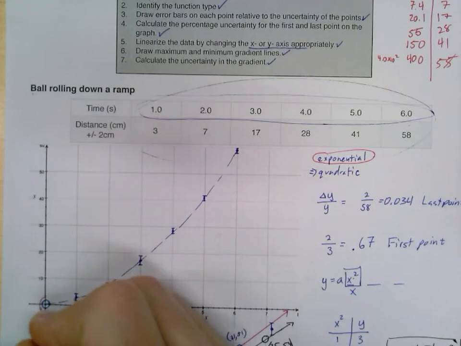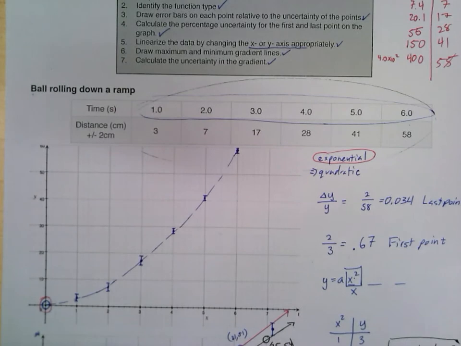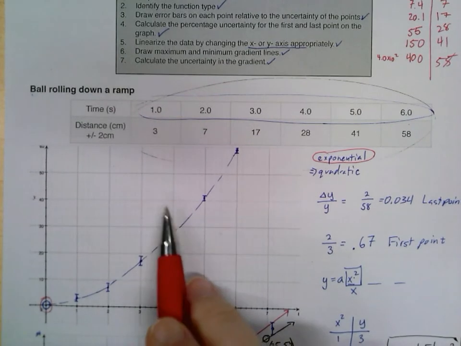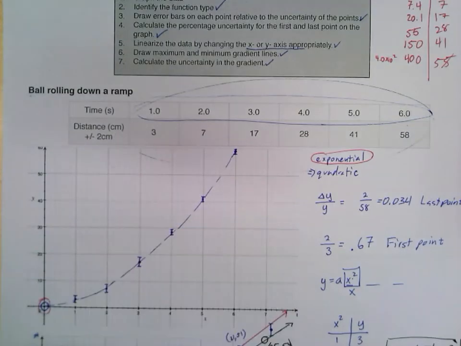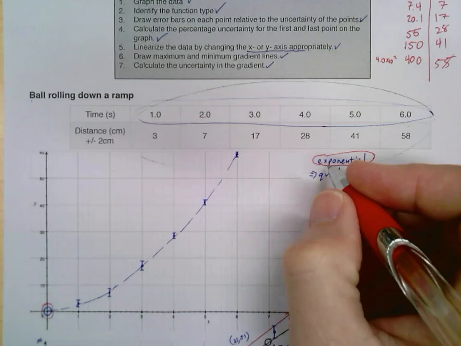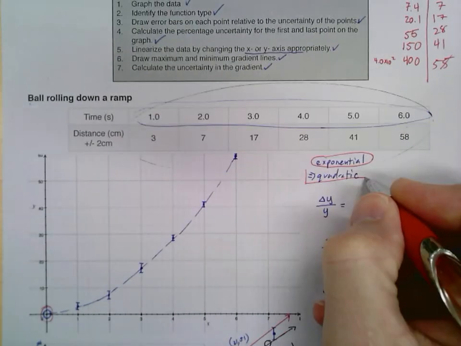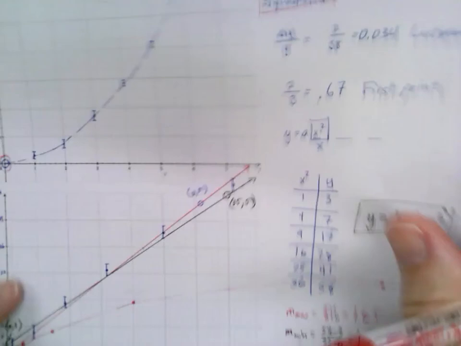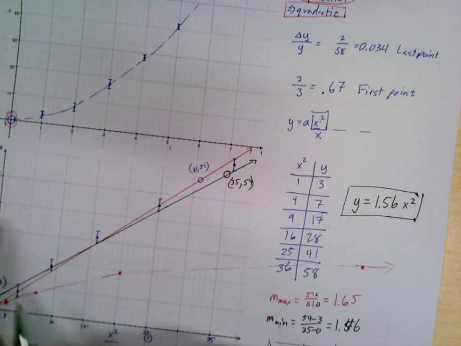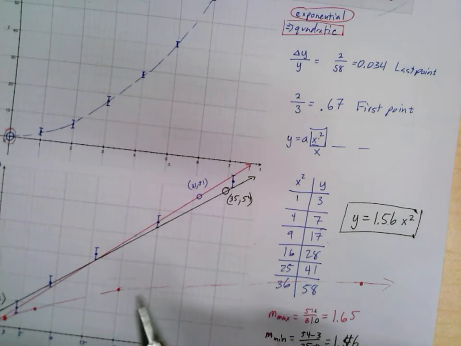Assume that if 0, 0 makes sense, assume 0, 0, right? A ball rolling down a ramp. After 0 time, it should have rolled 0 distance, right? So make assumptions, make a good guess, okay? Once you make your good guess, then try it out. That's what we did. The quadratic worked out nicely. We got a fairly nice straight line. We were able to draw a straight line that went through all of the error bars, which means that we probably chose the correct function.